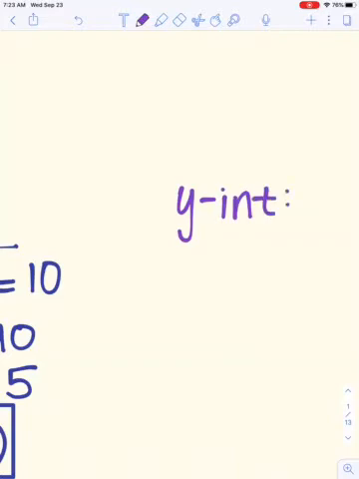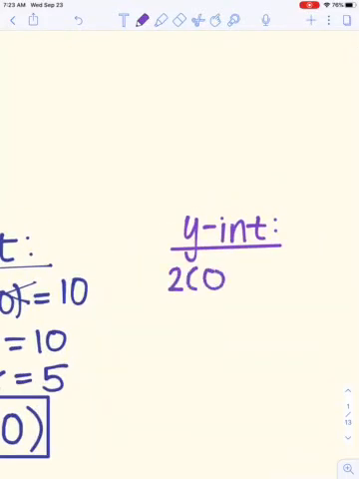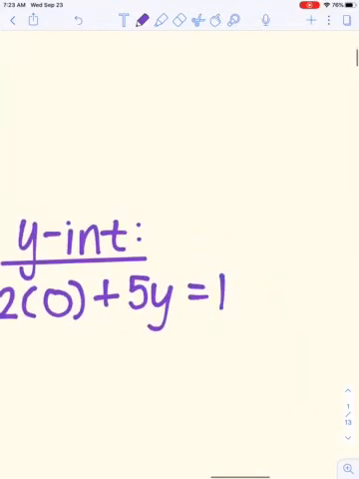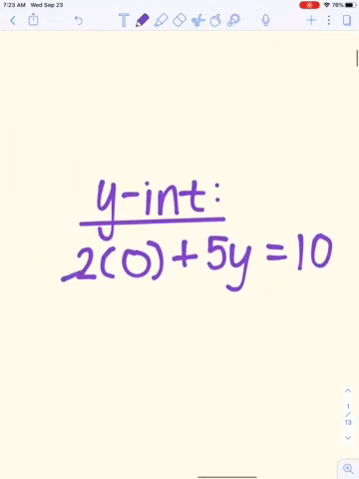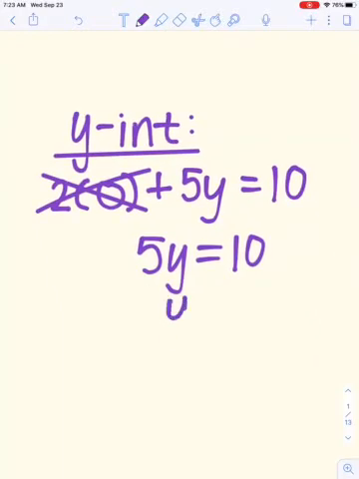We are going to do it again because we need 2 points to graph a line, and we're going to find the y-intercept. Similarly, when it's on the y-axis, it never moved left or right, which means that x is 0, so you just plug a 0 where the x was, and then leave the y the same. Okay, 2 times 0 is 0, so that crosses this whole term out, and that just leaves you with a positive 5y equals 10. Divide by 5, which gives you y is 2.